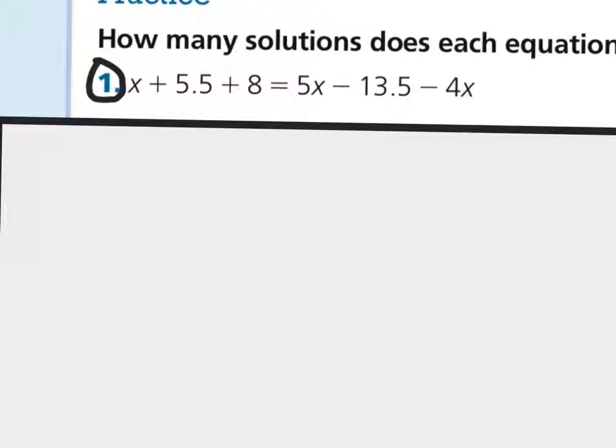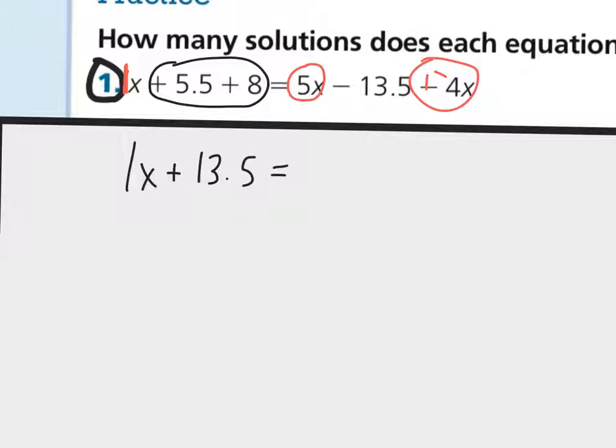So number 1, first of all, you might want to put a 1 in front of that first x. Nothing to distribute here. Trying to combine like terms on one side of the equation. So on the left side, there's some constants we can combine. That would be 13 and 5/10. On the right side, if you want to add the opposite over there, you can. 5x plus negative 4x would be 1x. If you want to add the opposite here also, you can.